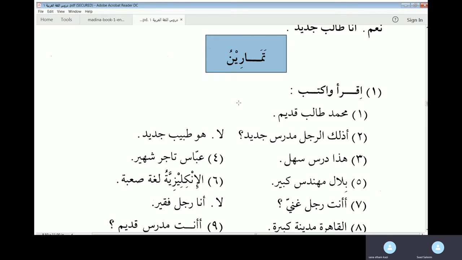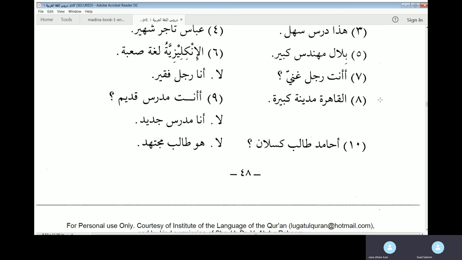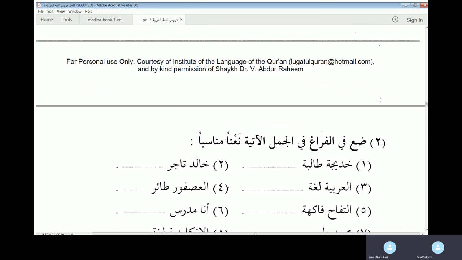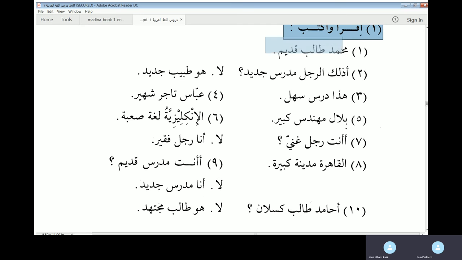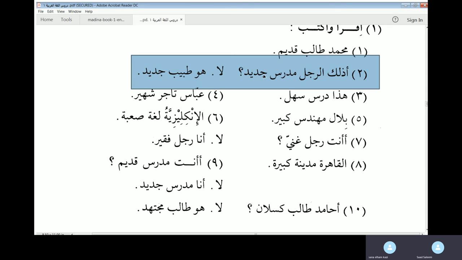Tamarin. Iqra wa uktub, read and write. Muhammadun talibun qadimun. Muhammad is an old student. A zalika rajulu mudarrisun jadidu? Is that man a new teacher? La, huwa tabibun jadidu. No. He is a new doctor.